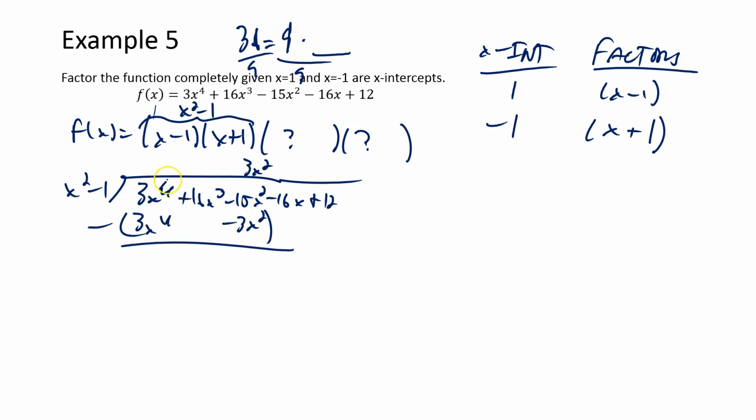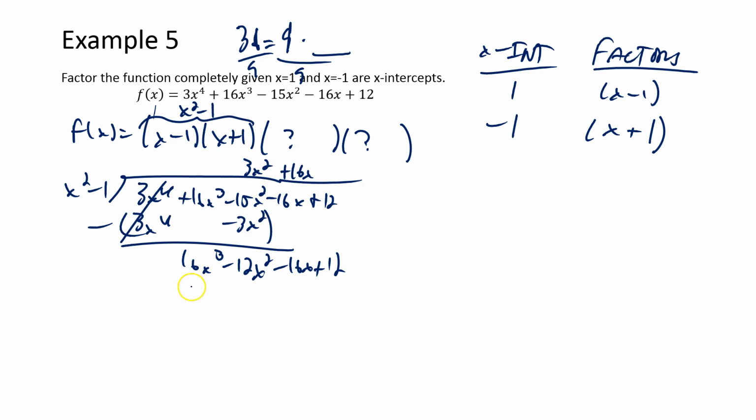Subtract this off. Those go away. 16x cubed. Negative 15 minus negative 3 is negative 15 plus 3. It's negative 12x squared minus 16x plus 12. Those come along for the ride. So x squared into 16x cubed, that is a 16x.